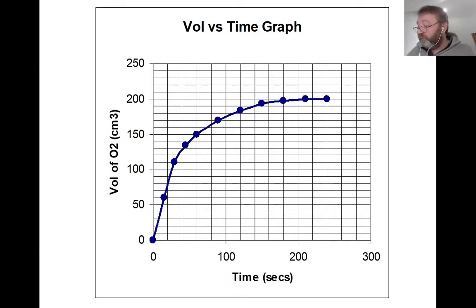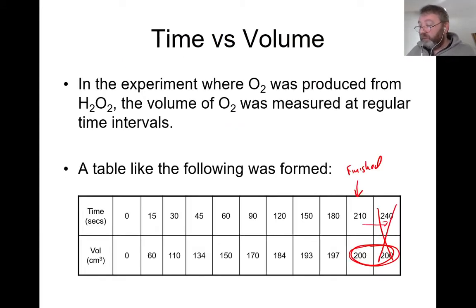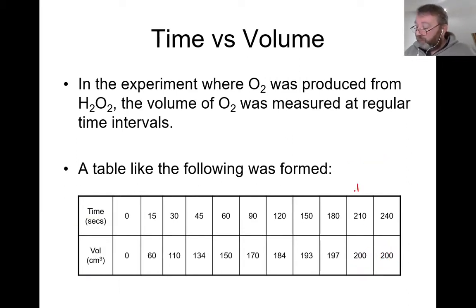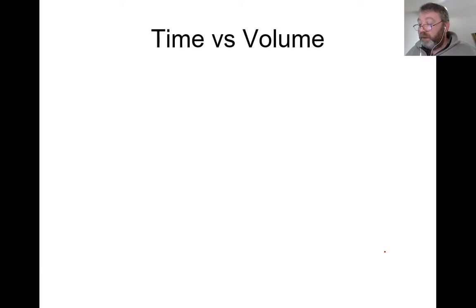Okay, so if I was just to go back here to these values, I'm going to take these values here. Now, I'm not going to leave out the last one, obviously, but I just know that's where it finishes, okay? But I am going to put on the time axis, I'm going to go from 0 all the way to 240. And then on the vertical axis, I'm going to put the volume from 0 to 200, okay? And when I do that, I get something like this.